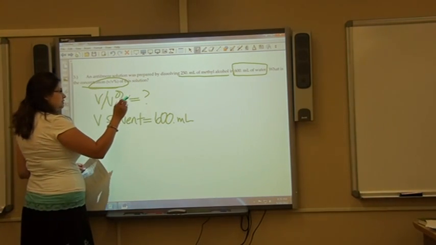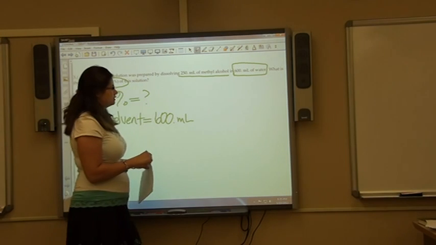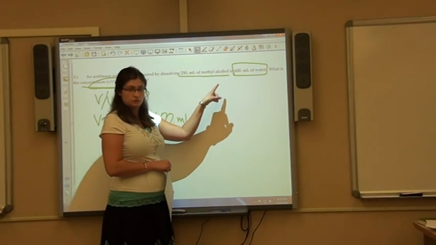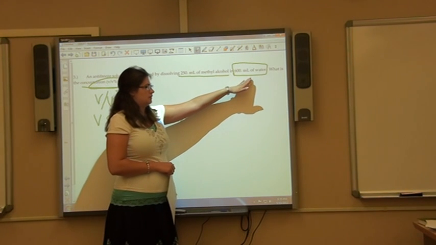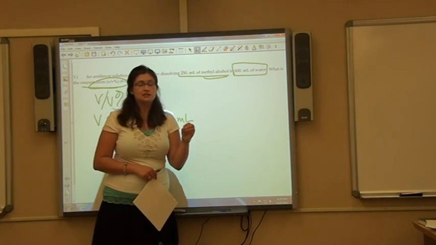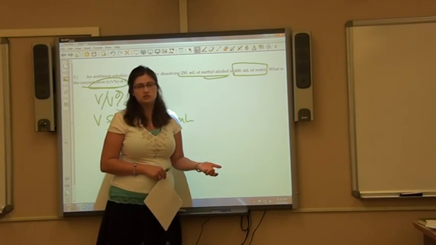And then that other piece of information. Now, there are only 2 possibilities that this could be. Either it's going to be your solute or your solution. So we already have the solvent. In this case, it's methyl alcohol. It doesn't say solution. Therefore, it has to be our solute.